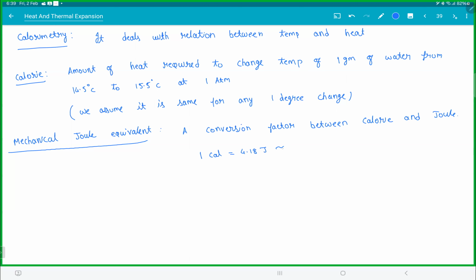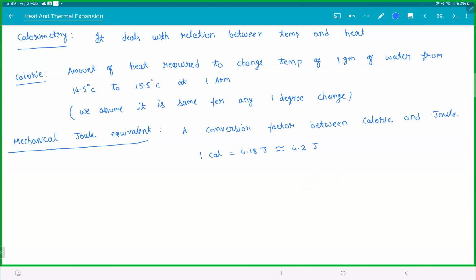So 1 calorie is 4.18 joules. Approximately we take it as 4.2 joules. Ever seen on the food packets, they write it as kilojoules? It will always be in kilocalories, but actually they misuse the terms. They say how much is this food? 250 calories. It's actually 250 kilocalories. So everything that is mentioned on a food label is actually in kilocalories.